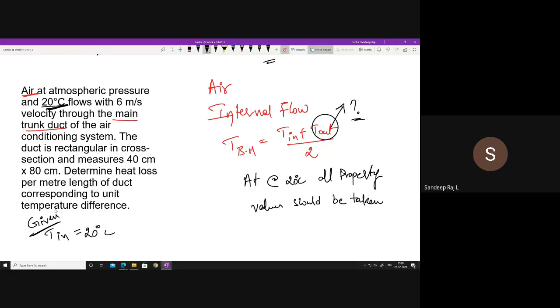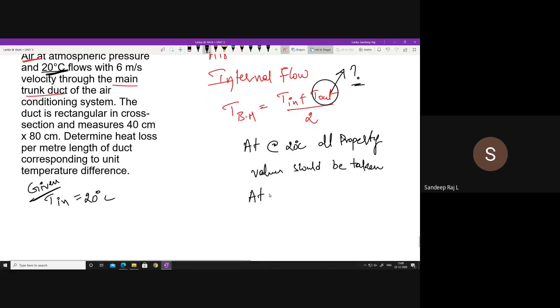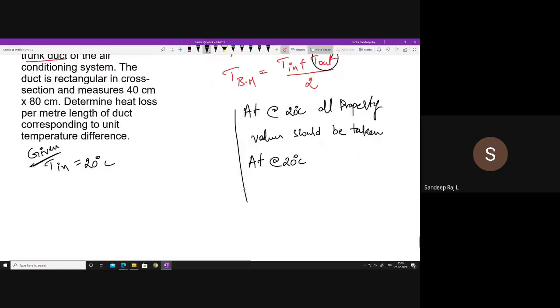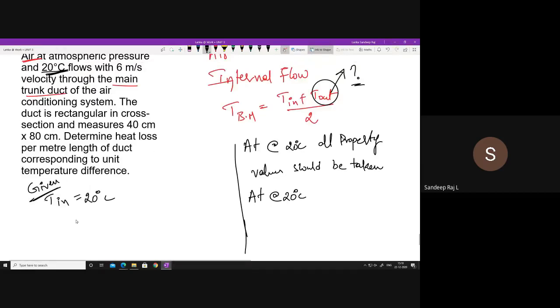So you will write all the values at 20 degrees centigrade. Keep this at the right side corner of your book or paper. Right, Tn is given and it's a rectangular system. The velocity is given as 6 meters per second, and the duct is having a 40 centimeter by 80 centimeter rectangle.